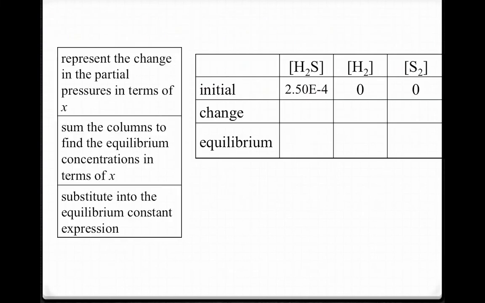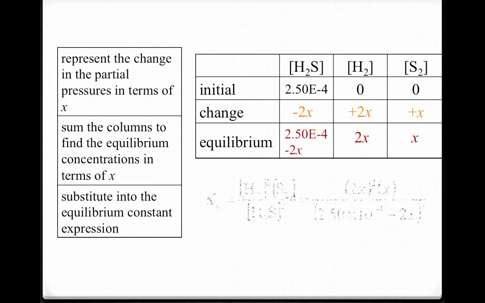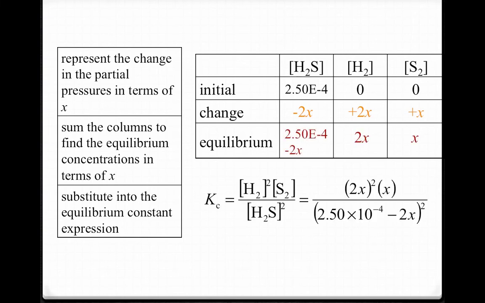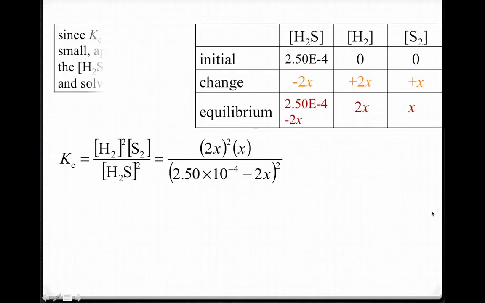Notice everything starts with my ICE chart. I'm given 2.5 times 10 to the negative fourth in the problem. I'm not given any product number, so I'm just going to assume they're both 0. We're going to say Q is going to tell us it's going forward. So I'm going to use X to define the change. Remember, if it's going forward, you subtract from reactants, add to products, and then rewrite.